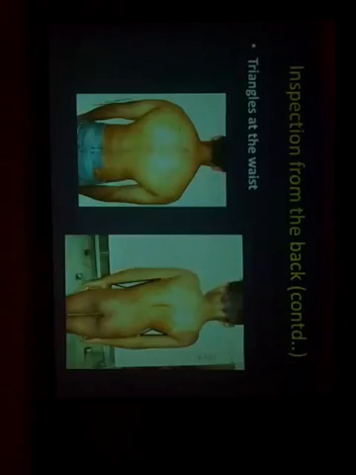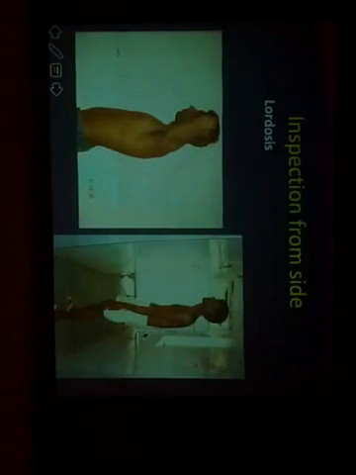Now, the triangles at the base are made by the lateral side of the trunk and the medial side of the upper extremity. In normal patients, they are symmetrical. In a patient who has got scoliosis, these triangles will be asymmetrical. This was inspection from the back. Let us go for inspection from the side.